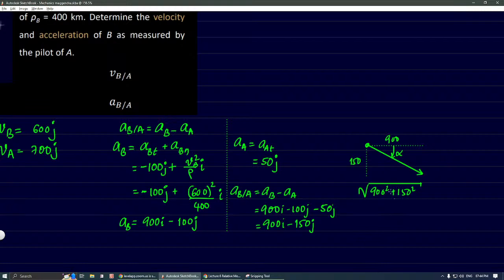We don't have to take the minus, so we are taking plus only, no? This is in kilometer per hour square. And then alpha is inverse tangent of 150 by 900.